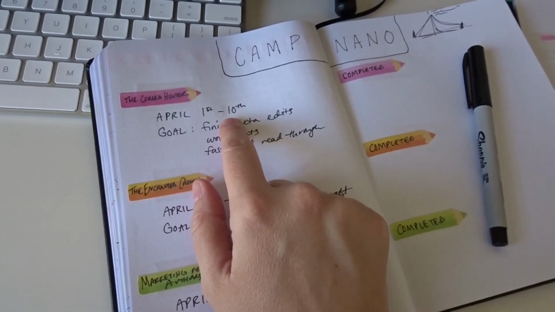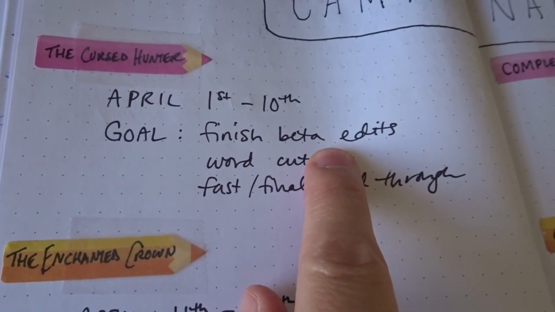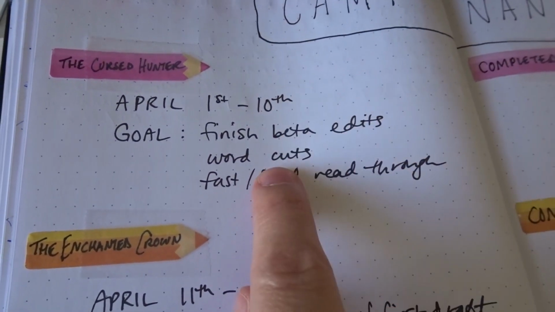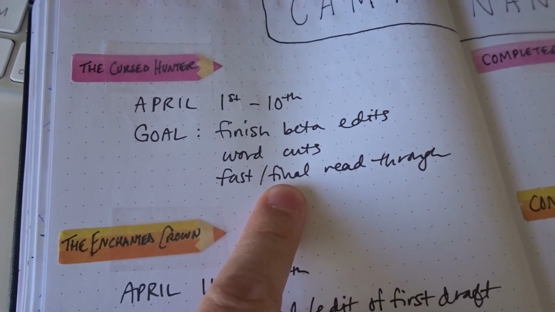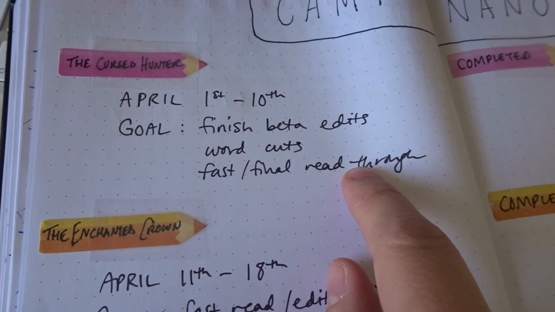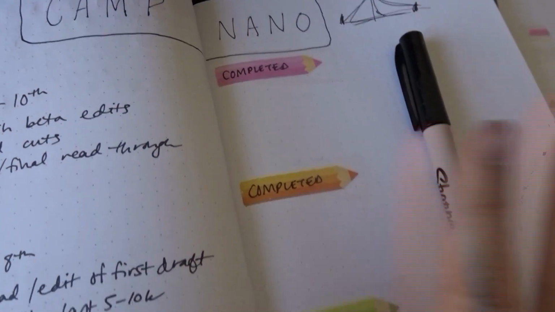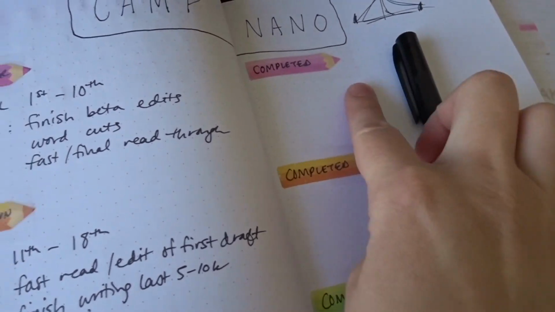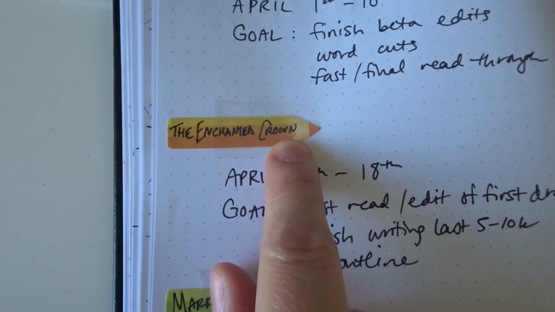So April 1st through 10th, I'm going to be doing The Cursed Hunter. I have 3 goals: finishing beta edits, which I have going, word cuts that I want to do, which I'm going to do a video on, and then a fast final read through where I just read it all in a row and check if it actually makes sense. I'm going to keep this page open for what I've completed and if I actually get it done. Then I have The Enchanted Crown, which is book 4 in the series.